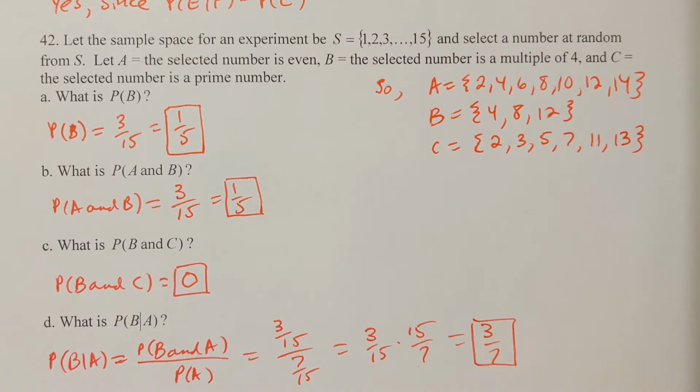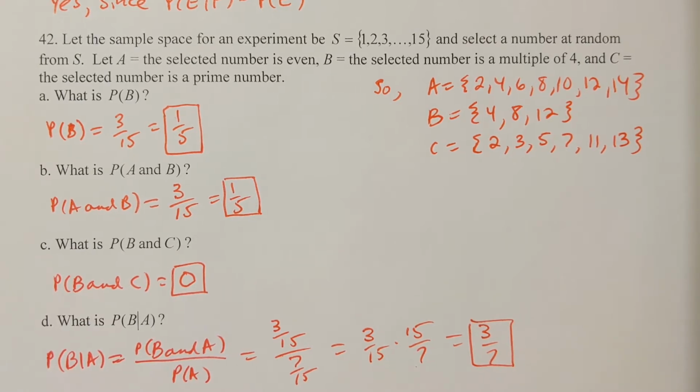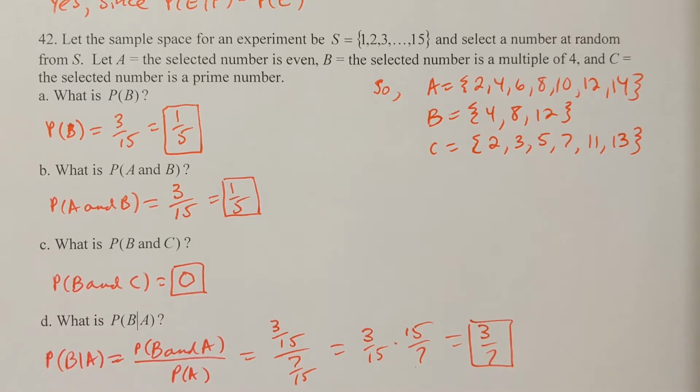Okay, I'd like to finish up section 11.3 in this video and then possibly 11.5. We're on problem 42. Let the sample space for an experiment be the set of counting numbers 1 through 15 and select a number at random from S. A is the event that the number selected is even. Okay, so here's set A.